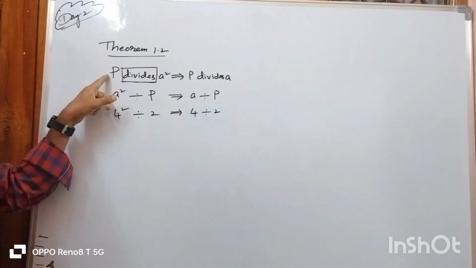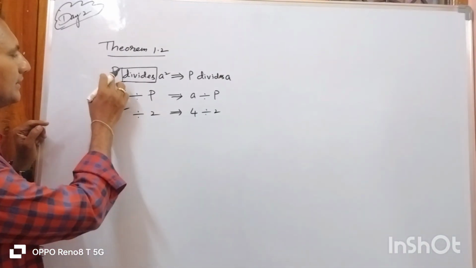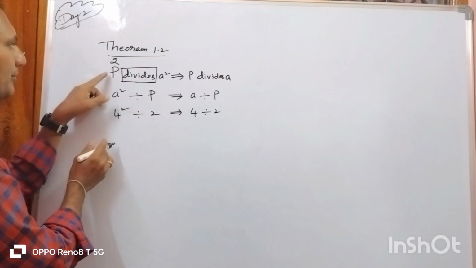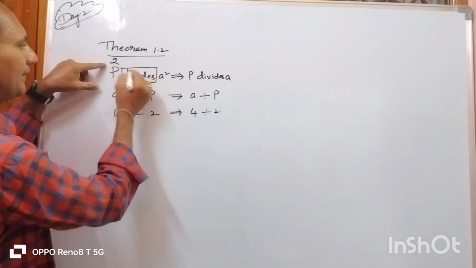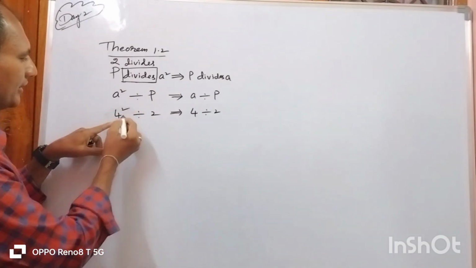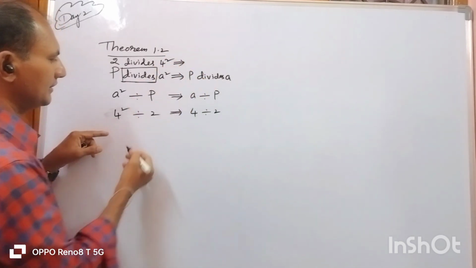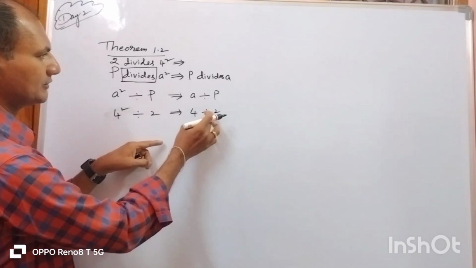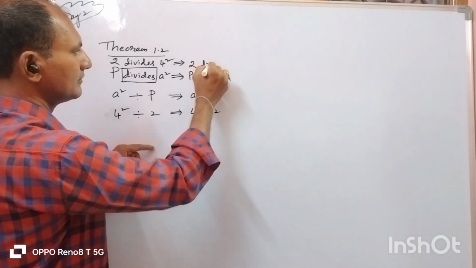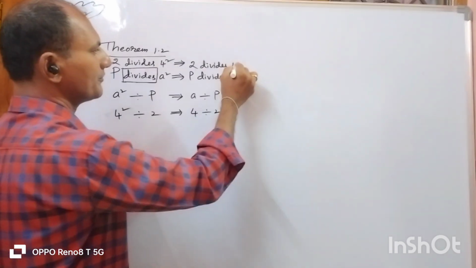This also we can write in this format. For example, P means 2. P divides A square, A square means 4 square. Then P means 2 divides A. What is A? 4.